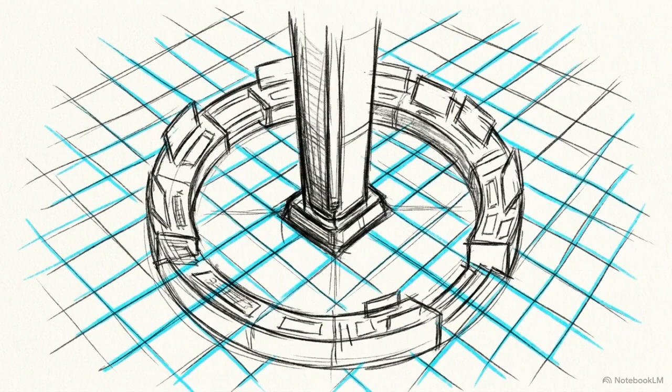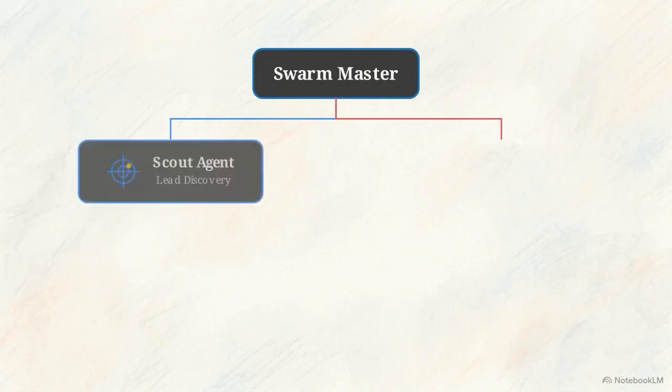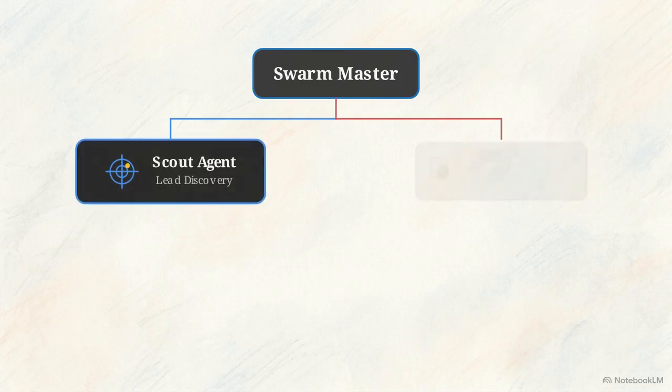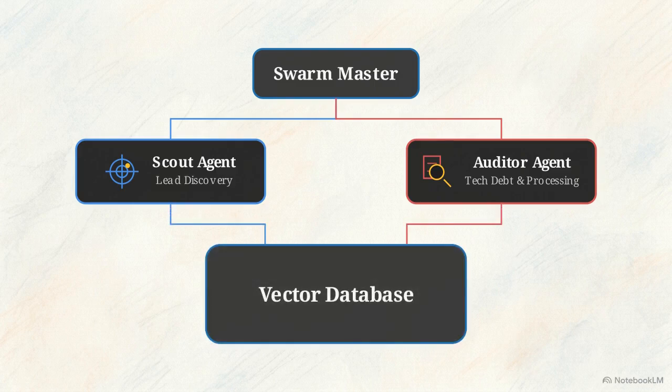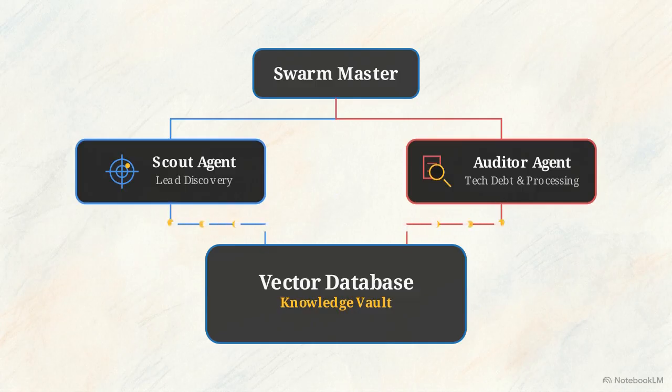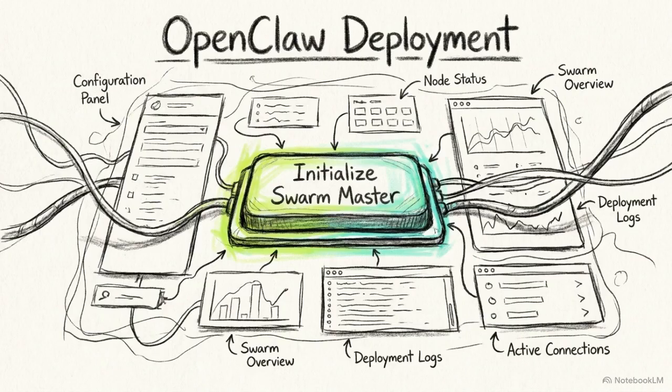Step 1 is setting up the master workspace. Here, we define the swarm hierarchy, starting with specific roles like the scout to find leads and the auditor to process the data. Next, we connect these specialized agents to a single vector database. This serves as the centralized knowledge vault, holding historical chat logs, past successful deals, and failure records. Then we deploy the swarm master on an open-source framework like OpenClaw.